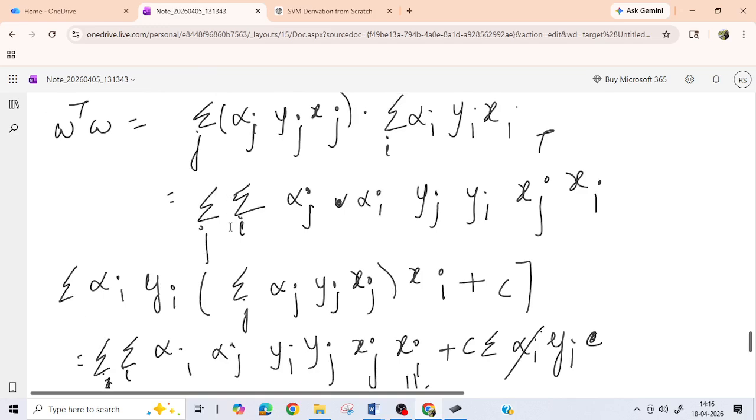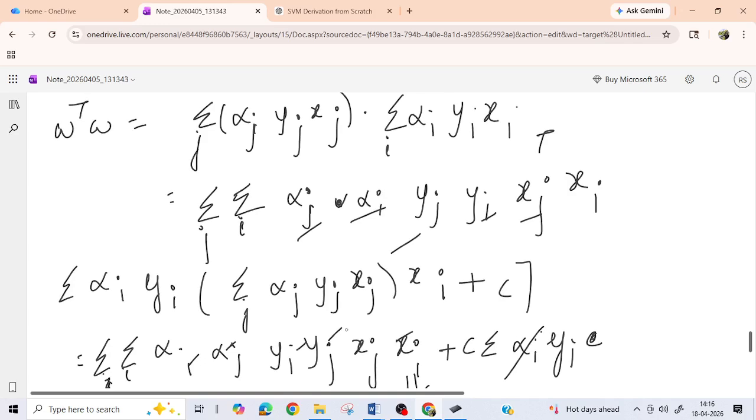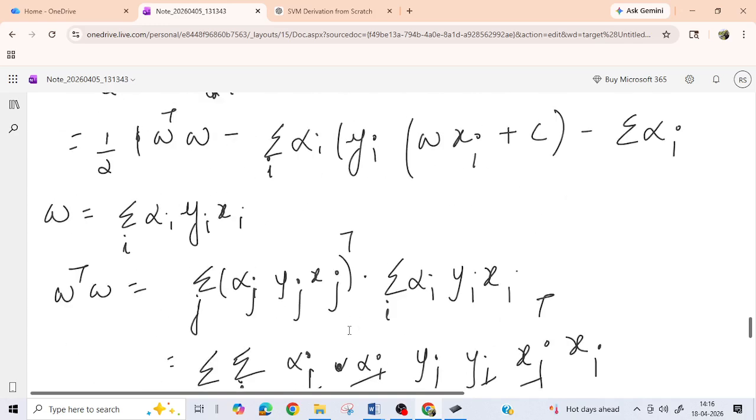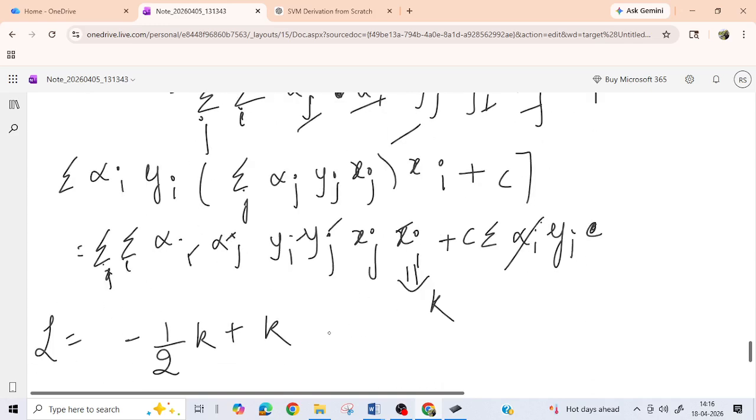Alpha, these two are summations, which is fine. Then we have alpha j, alpha i, alpha j, alpha i, yi, yj, yj, xji, xj. Yeah, so this is exactly the same. So we are left with k plus k. All right, and then what we are left with is plus this, which was already there, and minus of summation of alpha.